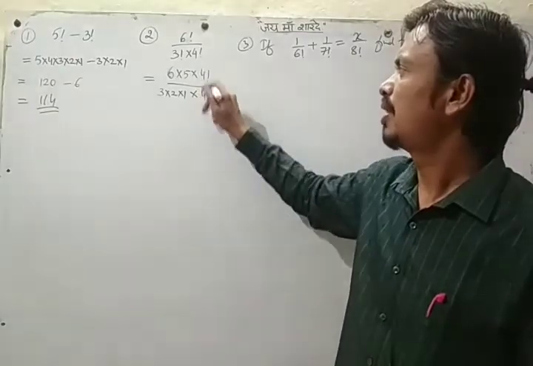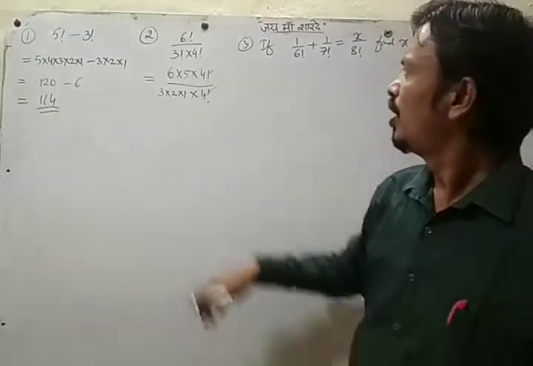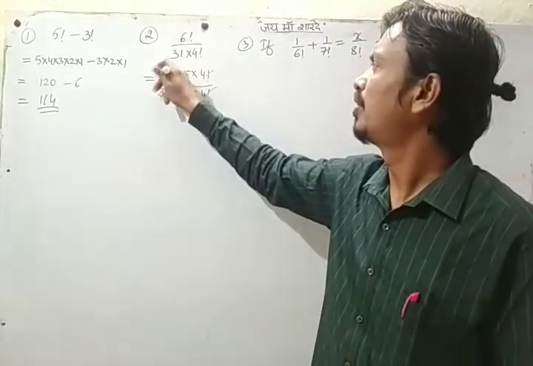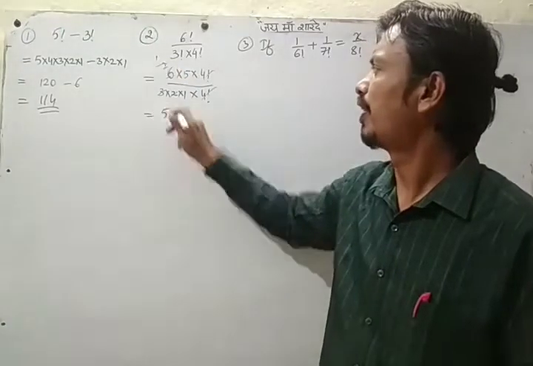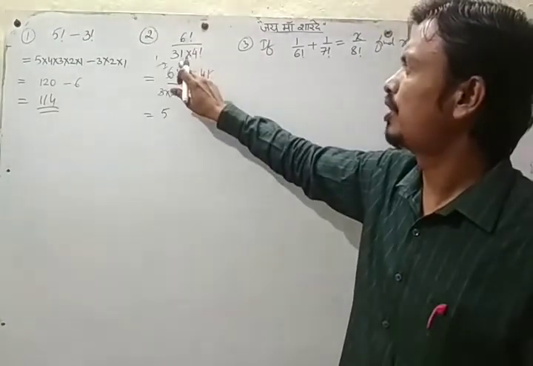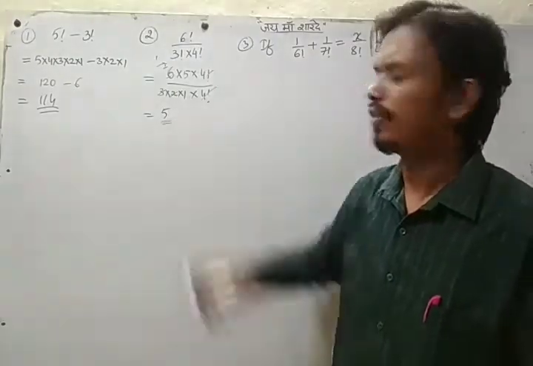Now these are the same numbers, so we can cancel out. Then your 6 and 3 cancel out. So we get 5. So factorial 6 by factorial 3 into factorial 4 is 5.